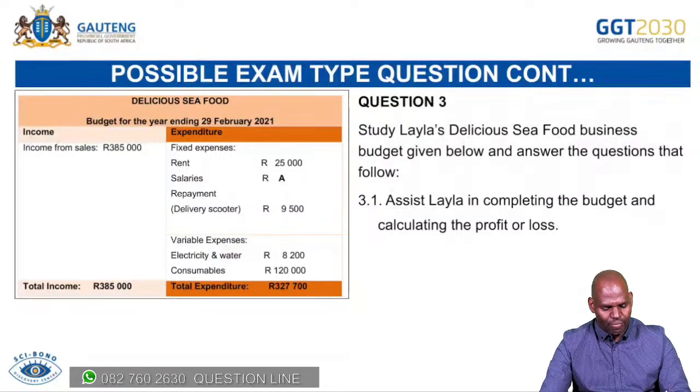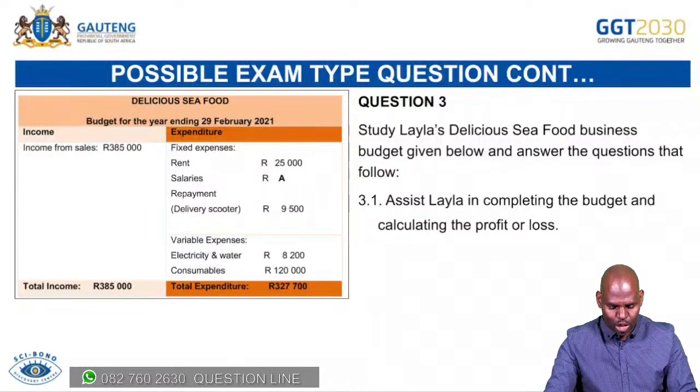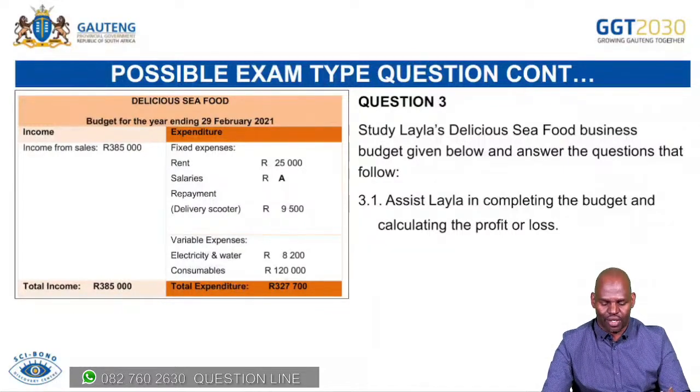It means we have the income. For the income, we've got 385,000. That is the only income from sales. And then we've got expenditures. For expenditures, we've got rent, which is 25,000. We've got salaries, which we don't know the amount. We've got repayment of delivery scooter, which is 9,500. And we've got variable expenses, for electricity and water, 8,200. And we also have consumables, which is 120,000. Then the total expenditure is 327,700.